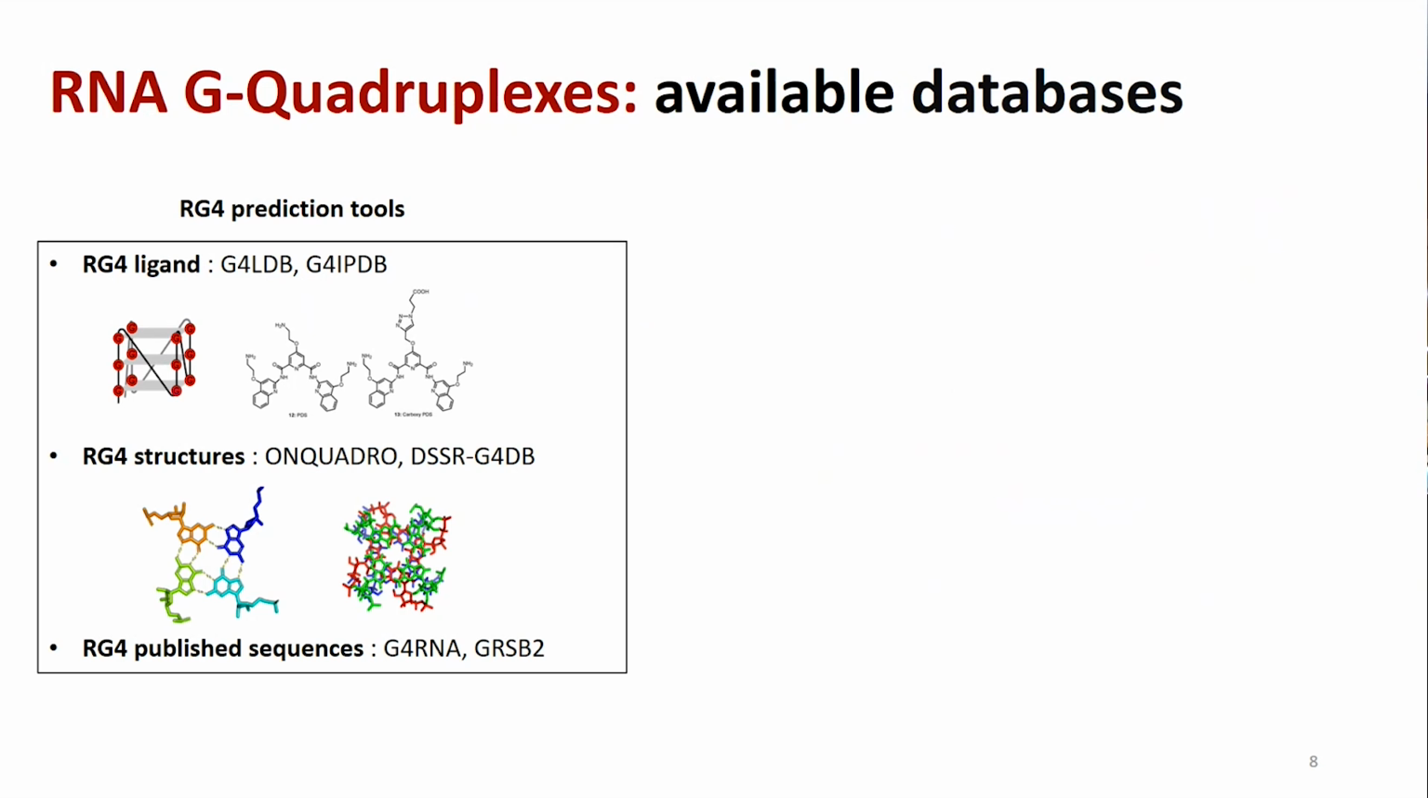So these are what we have for databases for now. We have prediction tools of RG4, which predict RG4 according to the sequence you give. We also have databases about the ligands of RG4, which can fold or unfold the structure. Some databases focus on the structure of the RG4. And of course, we have databases of the RG4 in the transcriptome.